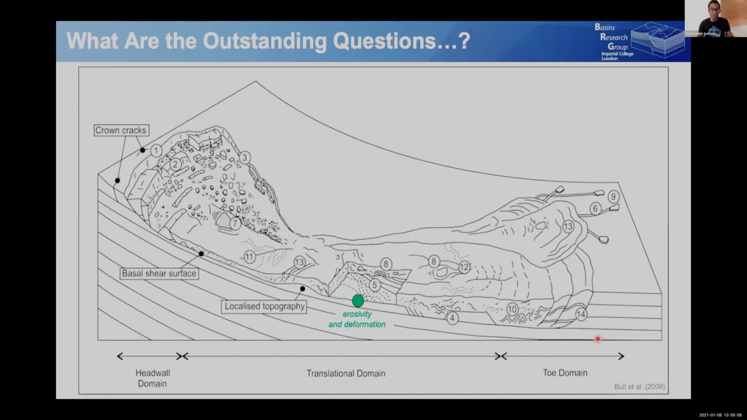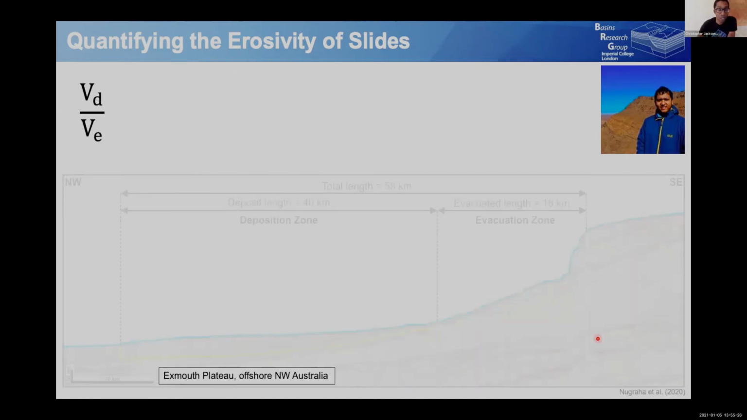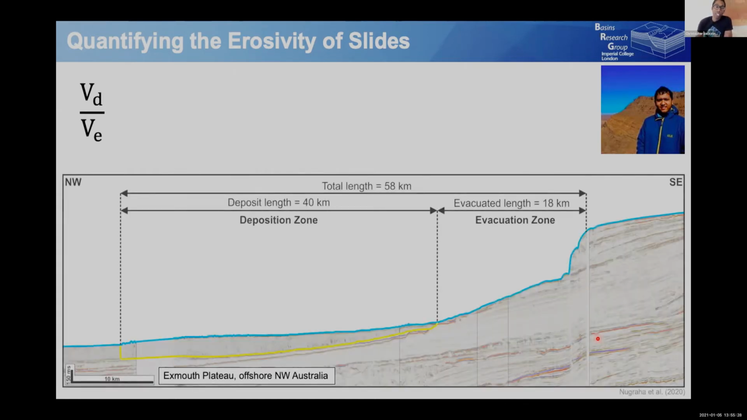So let's move away from the large scale strain and start to focus in on the erosivity and deformation occurring at the bottom of these slides. I'm going to show you here some of Hari Anugraha's PhD work, where he came up with this thing called the VD-VE ratio. So let's have a look at this using this seismic data set here from the Northwest Shelf of Australia. You can see here this seabed in here, a beautifully seismically imaged body in here, a seismically chaotic submarine landslide down here.